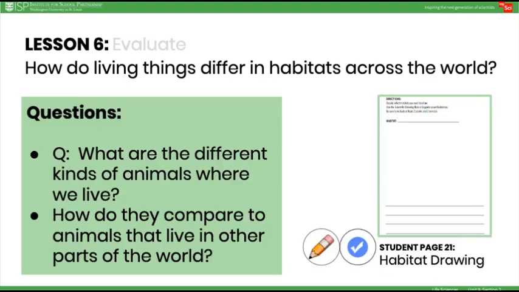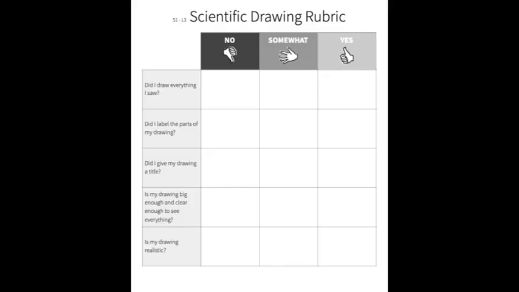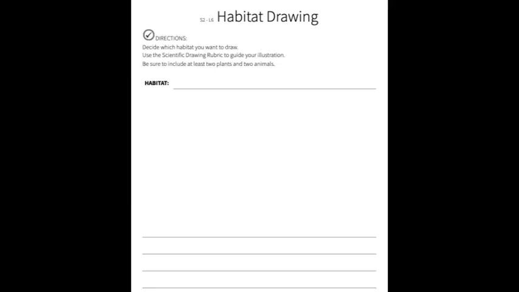In the Evaluate, ask the class, what are the different kinds of animals where we live? How do they compare to animals that live in other parts of the world? Have students refer to the scientific drawing rubric to draw a habitat on Habitat Drawing, student page 21. They should draw an animal and a plant in the habitat.